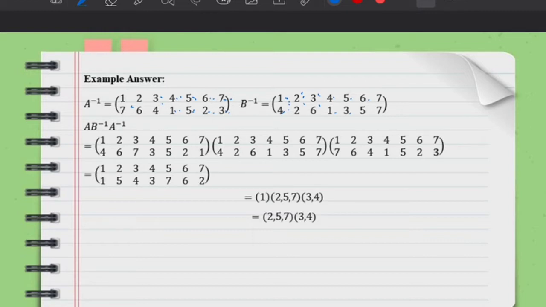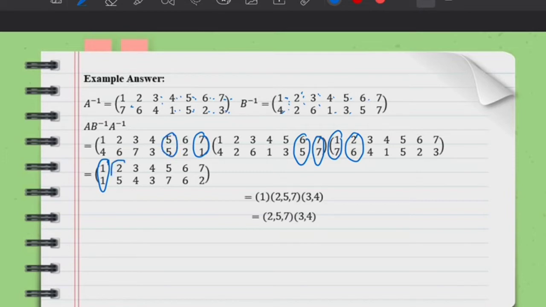From here, we need to look from right to left. 1 maps to 7, and 7 maps to 1. So 1 maps to 1. 2 maps to 6, then 6 maps to 5, and 5 maps to 5. So 2 maps to 5. 3 maps to 4, 4 maps to 1, and then 1 maps to 4. So 3 maps to 4. We repeat the same process to get the rest of the answers.